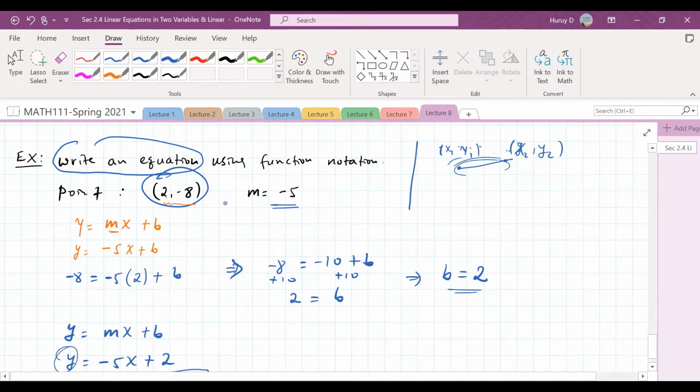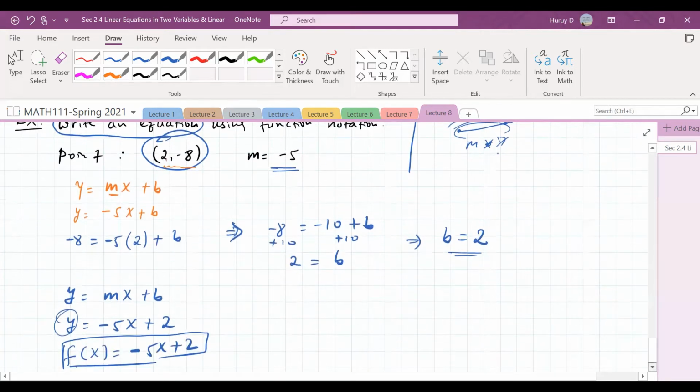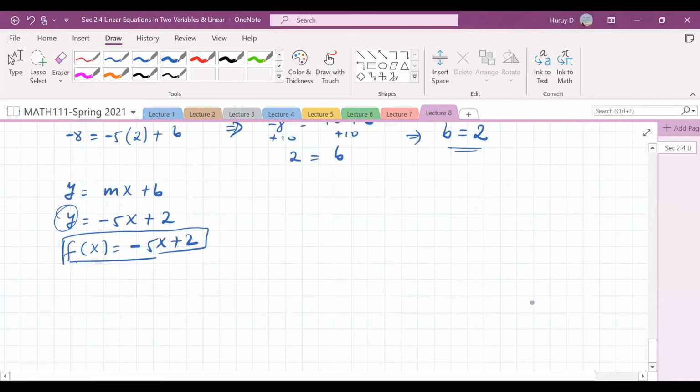Otherwise, we need 1 point and a slope. In this case, we don't need the slope. We don't need this one. So this is how we can find the equation of a function, and this is how we write it. And as you can see, this is a linear function.